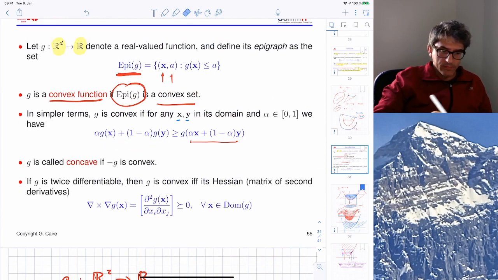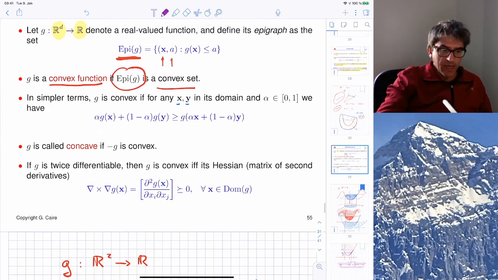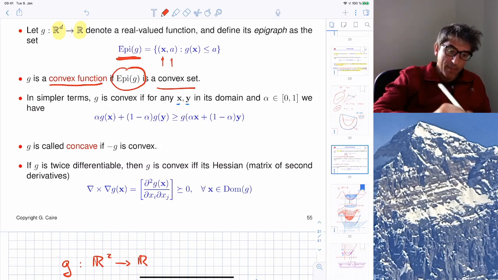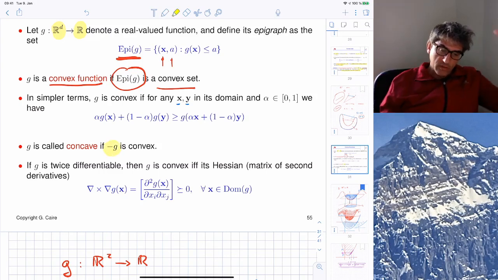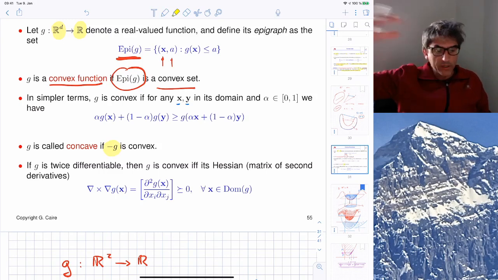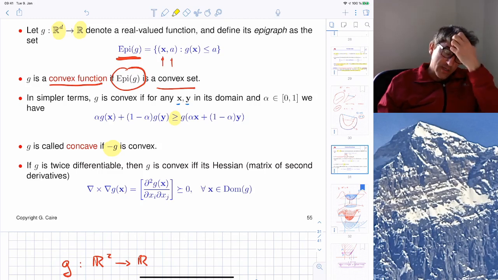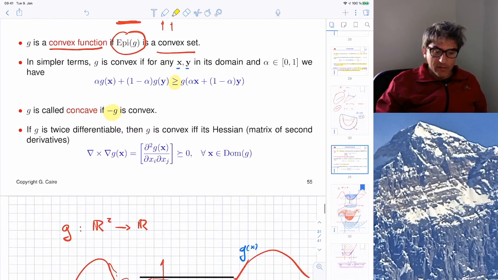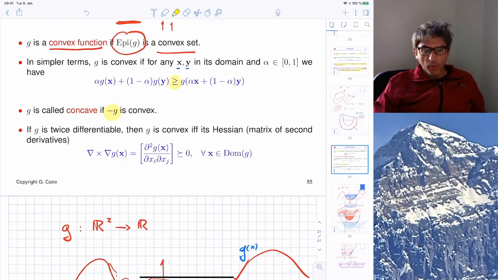So in terms of names, when the function g is convex, then its negative, when we multiply by -1, of course everything is flipped upside down. We call it concave. And for concave functions, of course, because it's a minus, this relation is reversed. So for concave functions, the convex combination of the function is less or equal than the function of the convex combination.